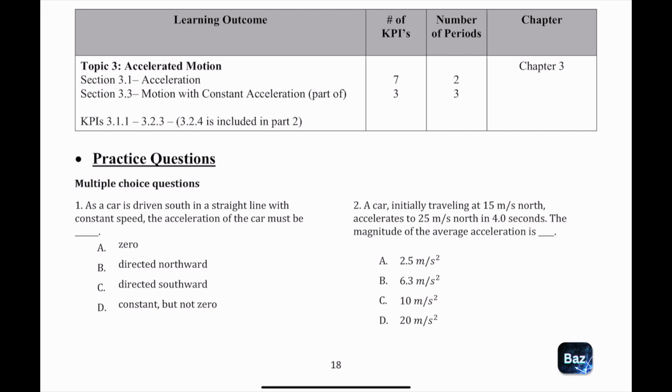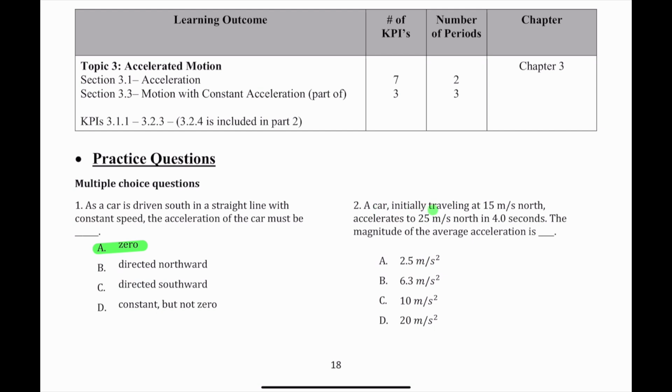Hello, multiple choice questions on accelerated motion. 1. As a car is driven south in a straight line with constant speed, the acceleration of the car must be 0.